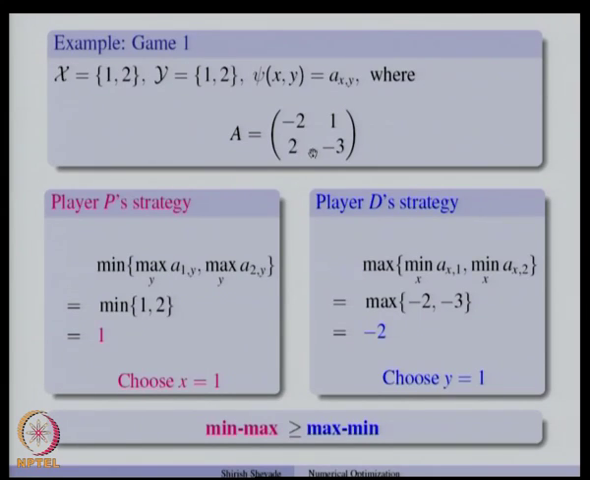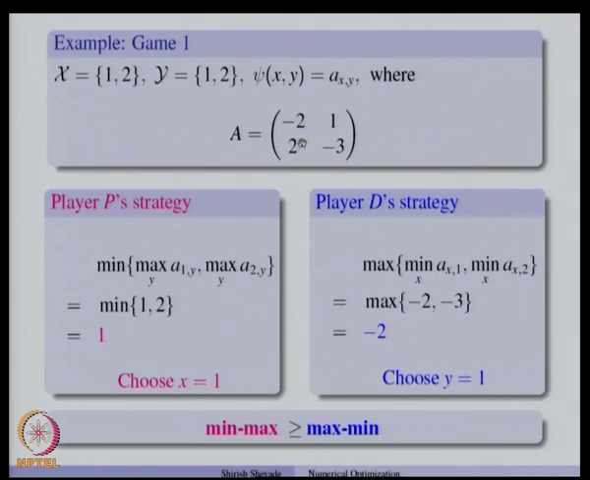Now, the game depends on the payoff matrix A. Now, if we change the entries here, the payoff received by each player would be different.